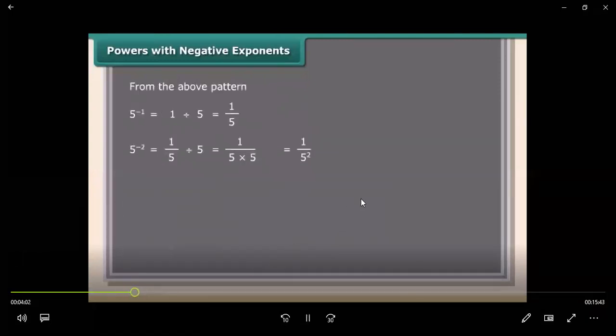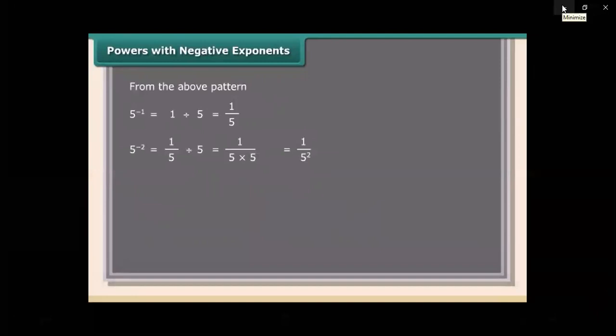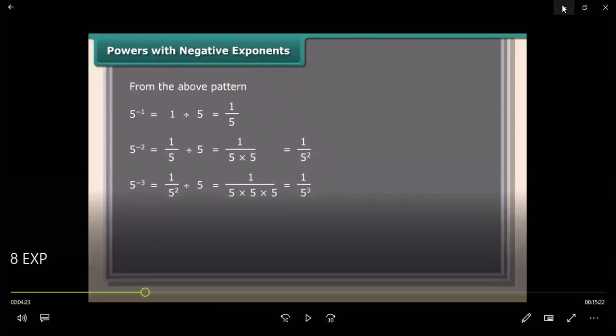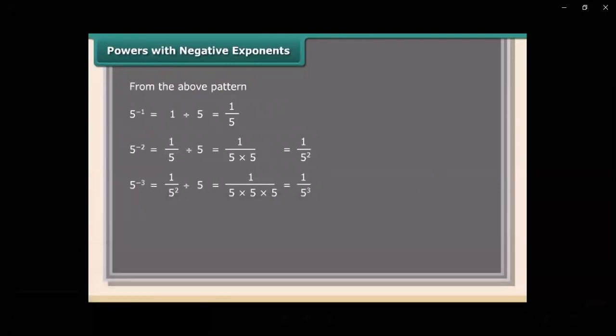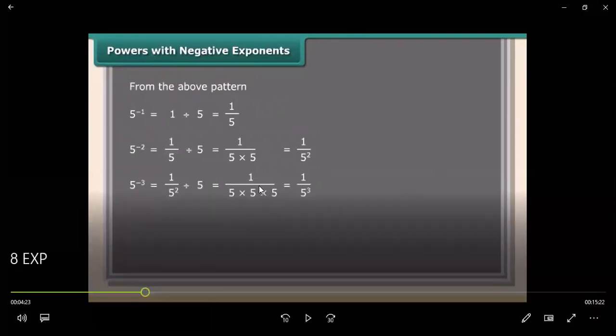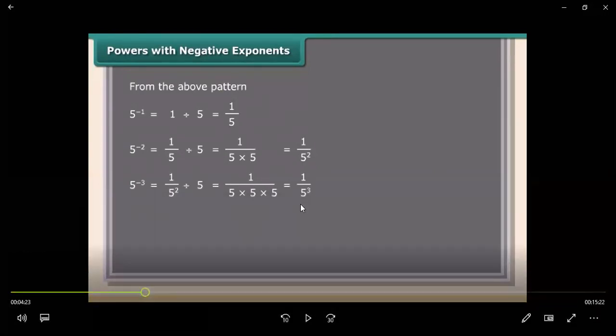So from the above pattern, what we can observe is that 5 raised to the power -1 can be represented as 1 by 5. Okay, similarly, 5 raised to the power -2 can be represented as 1 by 5 further divided by 5. Okay, that can be written as 1 upon 5 into 5, that's equal to 1 upon 5 square. So the final result we are getting is that 5 raised to the power -3 can be represented as 1 upon 5 into 5 into 5, that's equal to 1 upon 5 cube, and that is nothing but 1 upon 125, right? So in this way, we can represent the powers with negative exponents.